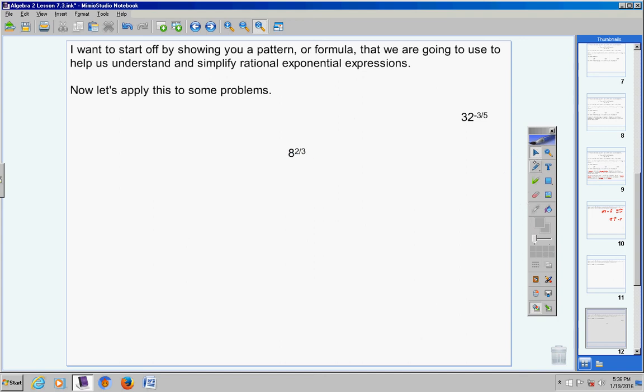8 to the 2/3, okay? Now, I do not have a negative exponent, so I'm good to go ahead and take this and change it over to a radical. Your big number base goes right here. The top of your fractional exponent goes here. The bottom of your fractional exponent goes here. Now, you can solve this 2 different ways, okay? You can take the cube root, forget this 2 for a second. The cube root of 8 is 2. 2 times 2 times 2 is 8. So the cube root of 8 is 2.